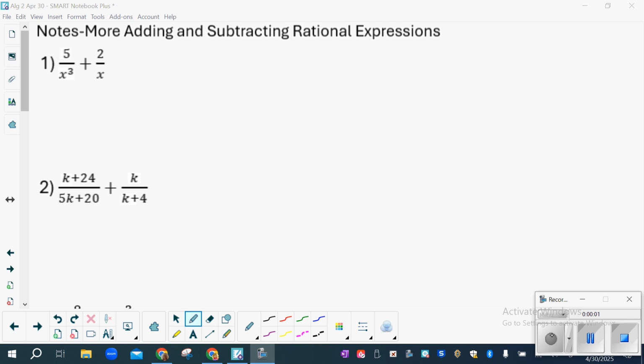Subtracting today, and the adding and subtracting is going to be harder today than it was yesterday. Okay, so what's going on? We're doing the practice test quiz. That's kind of how it works. Okay, so what is my common denominator on number 1?